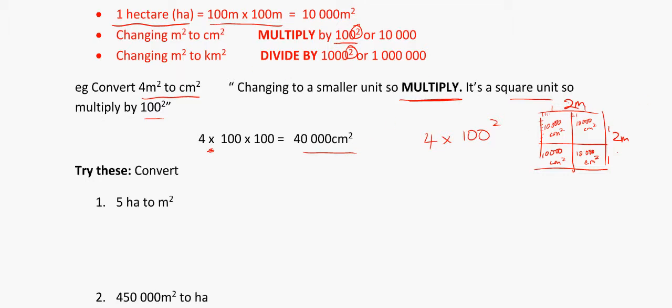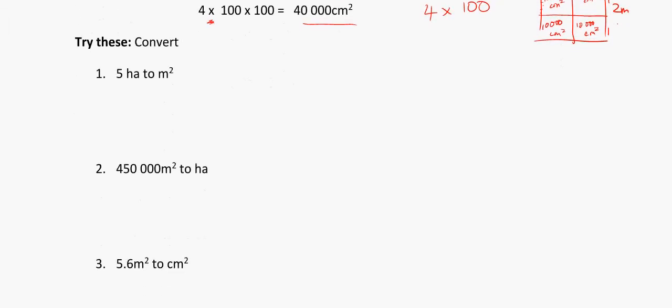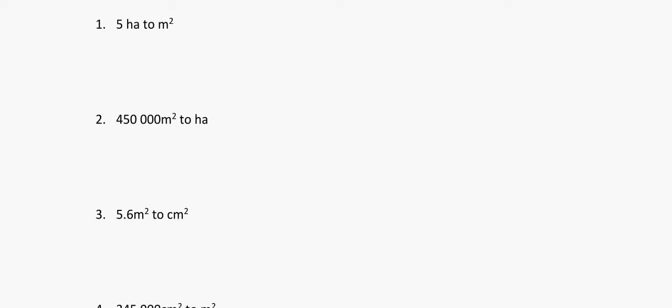Okay, let's convert some of these. Right, 5 hectares to metres squared. Now 1 hectare equals 10,000 metres squared, and you have to learn that. It's on page 2. So if we've got 5 of them, we need to go 5 times 10,000, which is 50,000 metres squared.